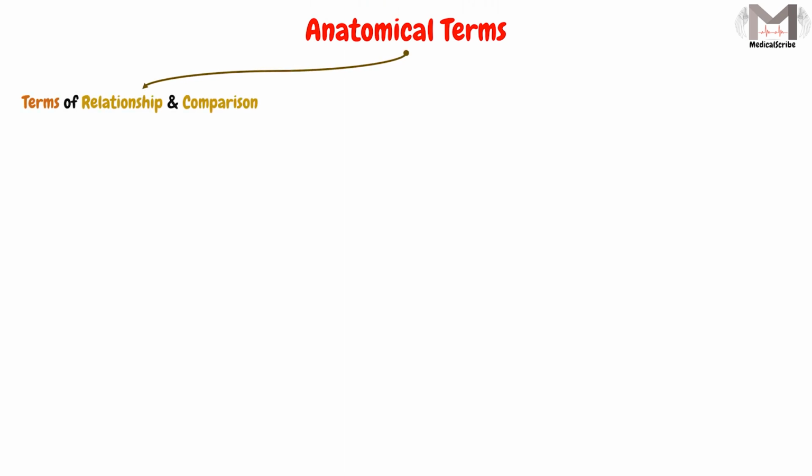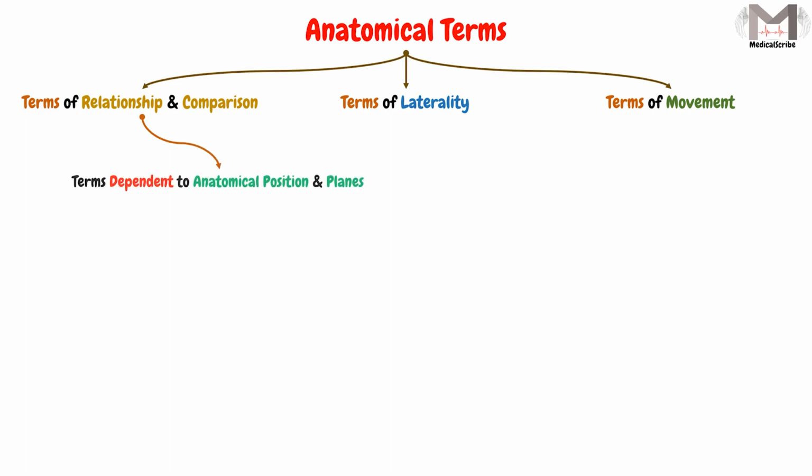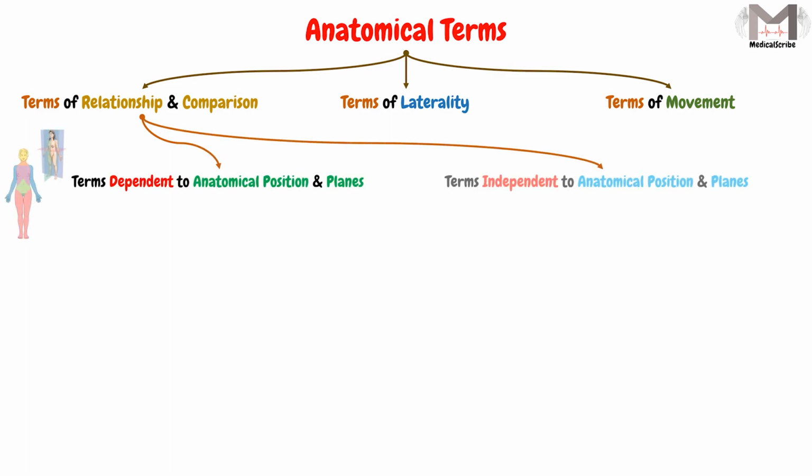In the previous video, if you remember, we divided the anatomical terms into three types, which are the terms of relationship and comparison, the terms of laterality, and also the terms of movement. And we said that the terms of relationship and comparison were further subdivided into two subgroups of terms, which are the terms that depend on the anatomical position and the planes, and the terms that are independent of the anatomical position and the planes.